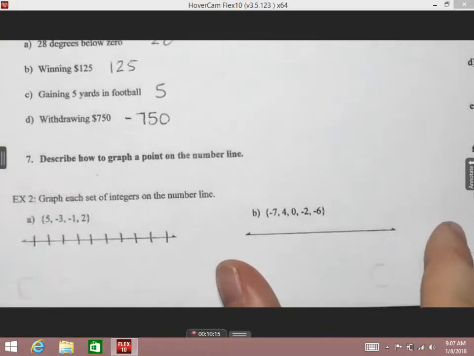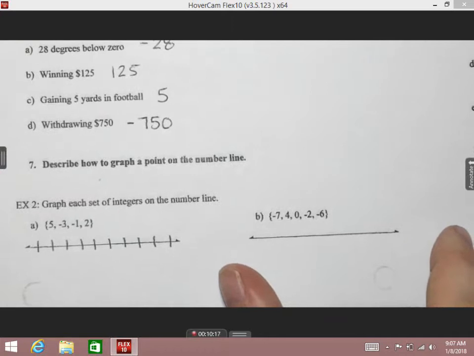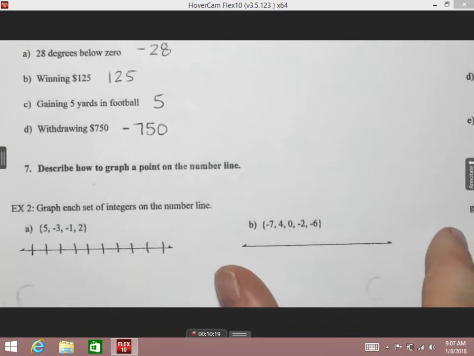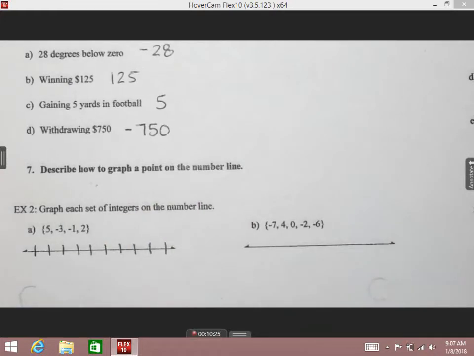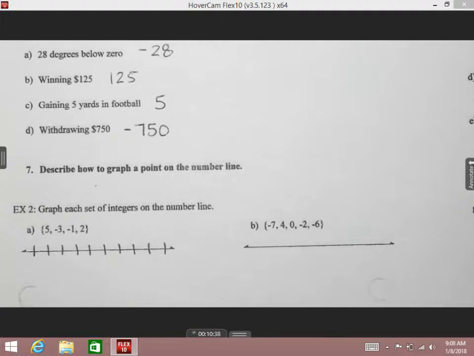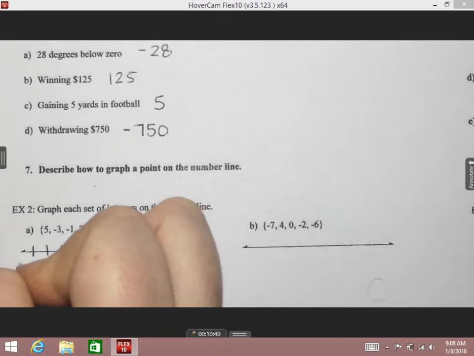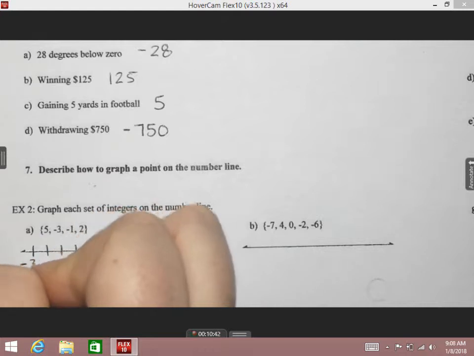What's the smallest number on that first example, A on example 2? What's my smallest number there? Cameron. All right, so 2 is really small, but that's not actually the smallest. Brandon? -3. So that -3 is going to be the smallest number because it's the biggest negative. So we're going to start our number line with -3.